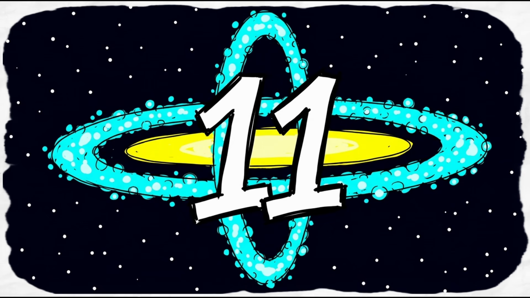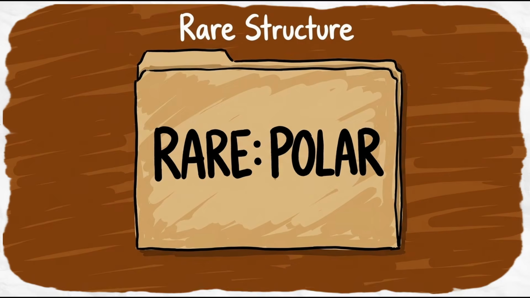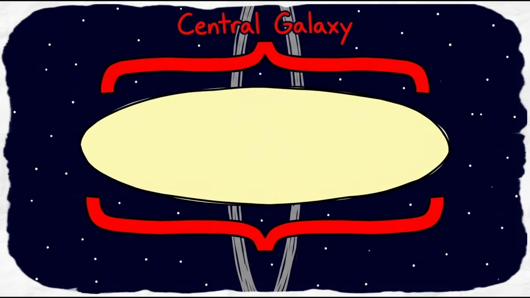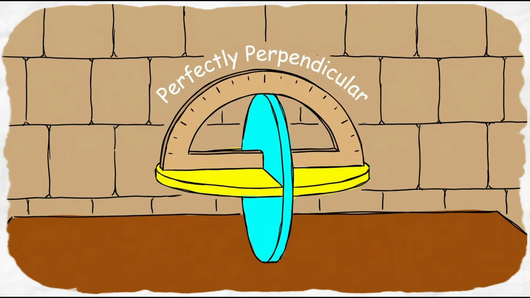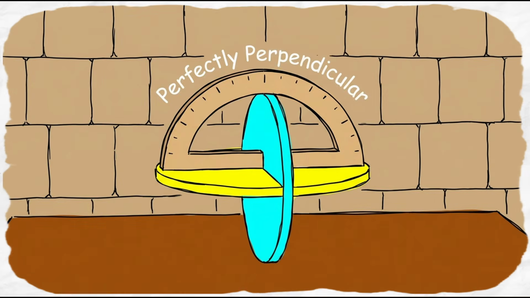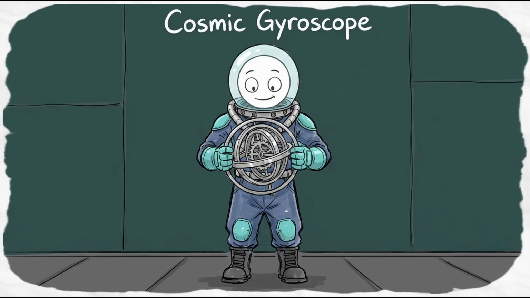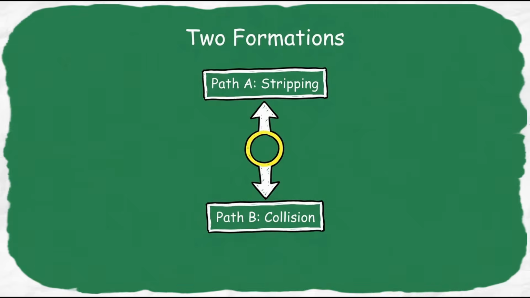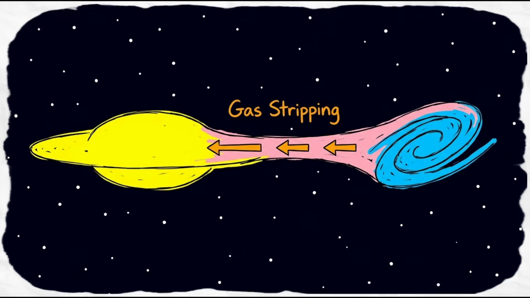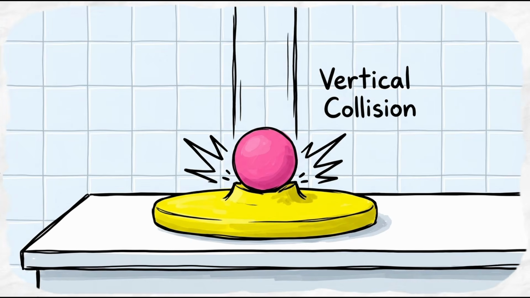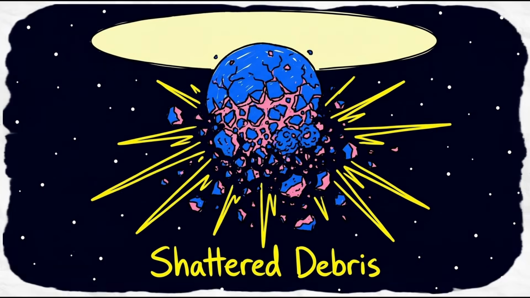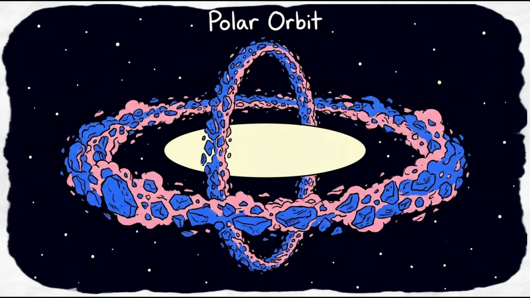11. Polar ring galaxies. Polar ring galaxies are rare structures where a central lenticular or elliptical galaxy is orbited by a massive ring of material positioned perfectly perpendicular over its poles, resembling a cosmic gyroscope. This configuration forms either when the central galaxy gravitationally strips gas from a passing neighbor, or when a smaller galaxy collides through the center at a perpendicular angle, depositing its debris directly into a polar orbit.